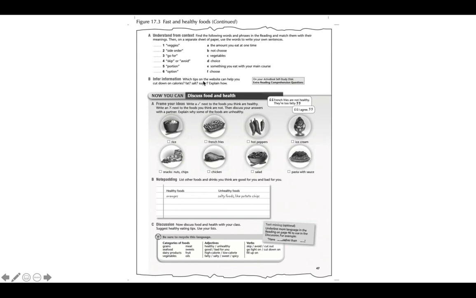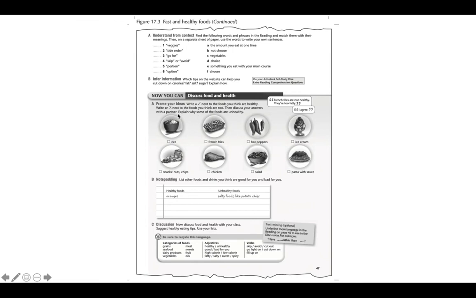Which ones? Okay. And then now, can you discuss that? And what are they discussing? So write a cross next to the food that you think is healthy, and then an X to the food that you think is not.